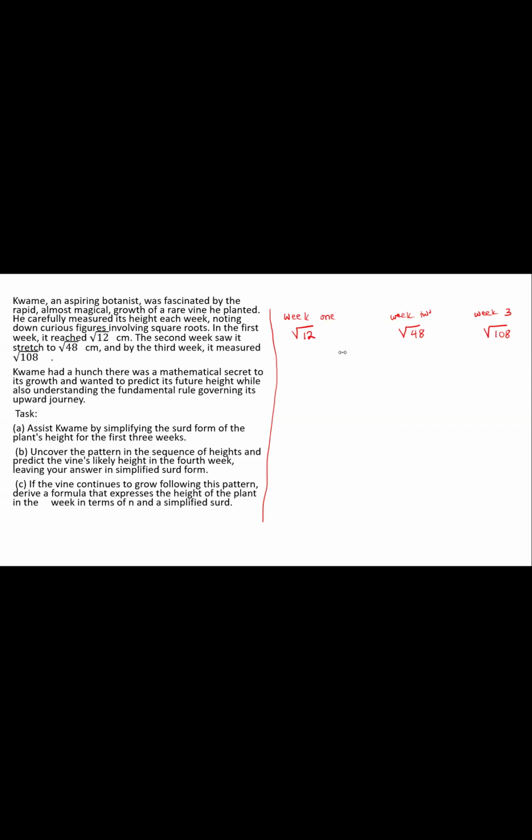Okay, yes, Josh. Let me start with week 1. Root of 12. So root of 12, when I get the numbers that can multiply to get it, I get root of 4 times 3. So I get root 4 times root 3. So I have 2 times root 3. Okay. Thank you.